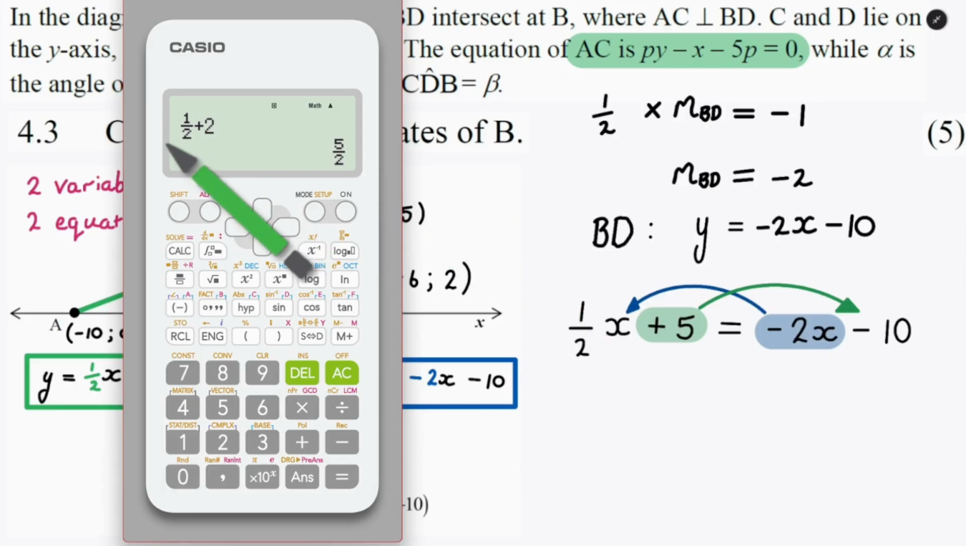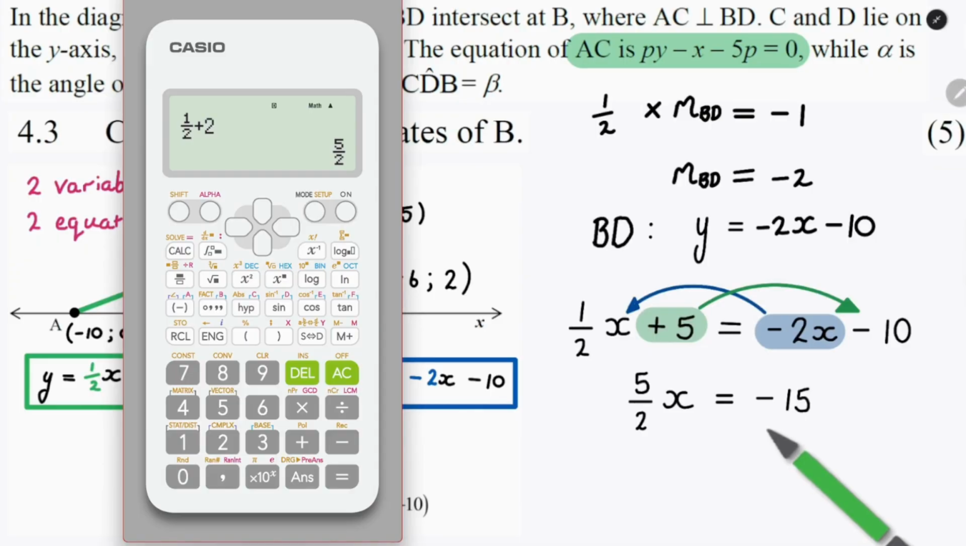So you can see there, half plus 2 gives me 5 over 2. So on this side of the equation, I'll get 5 over 2x. And if I take this 5 over, it becomes negative 5. Minus 10 minus 5 will give me minus 15. Then I divide both sides by the number in front of x.